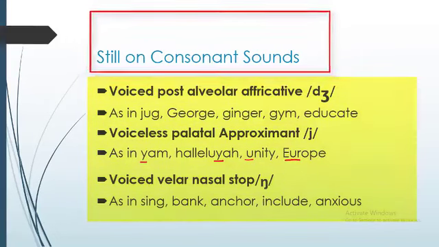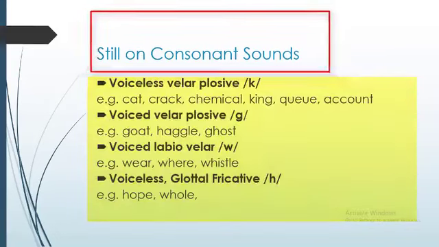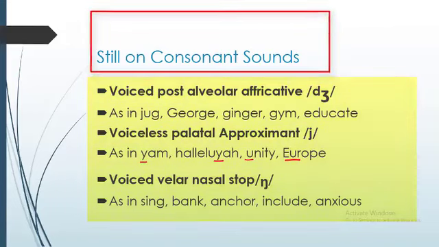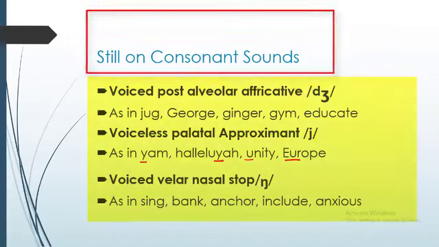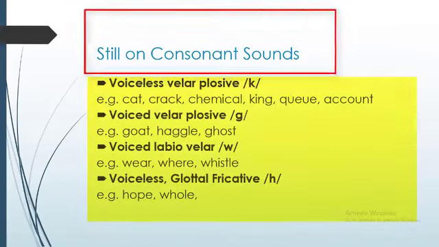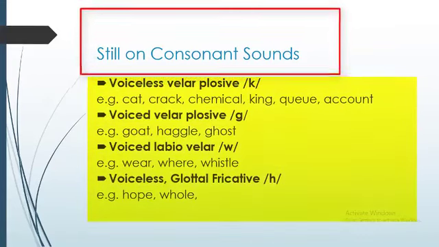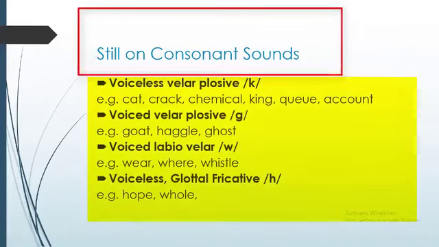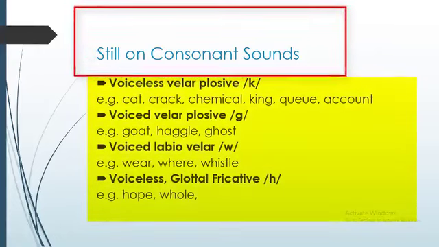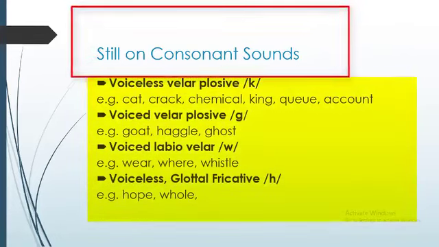Then lastly, on this slide, we have the velar nasal: in sing, bank, anchor, include, anxious. Then we have the voiceless velar plosive consonant sound K. We have cat, chemical, king, queue, account, and the likes. And also we have the voiced velar plosive sound G: goat, haggle, google, ghost.